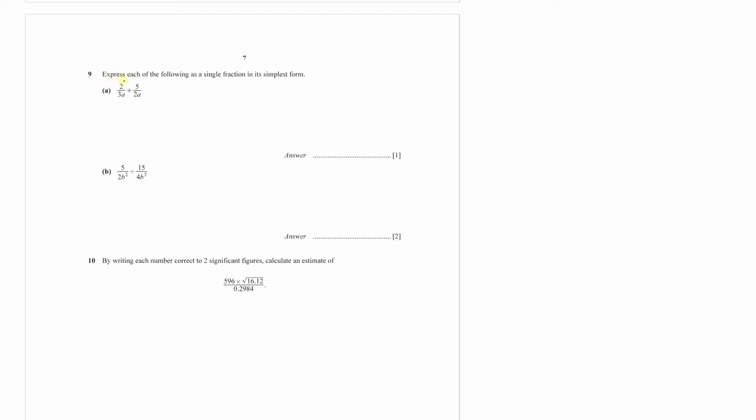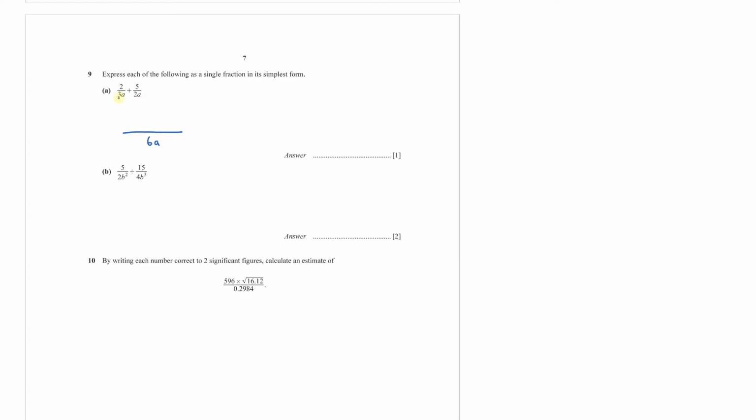Question number 9 is express each of the following as a single fraction in its simplest form. So 2 over 3a plus 5 over 2a. So you can take the LCM. Since 3 and 2 do not have any common factors, your LCM would simply be 6a. You will multiply 3a by 2 to get 6a, and you will multiply 2a by 3 to get 6a.